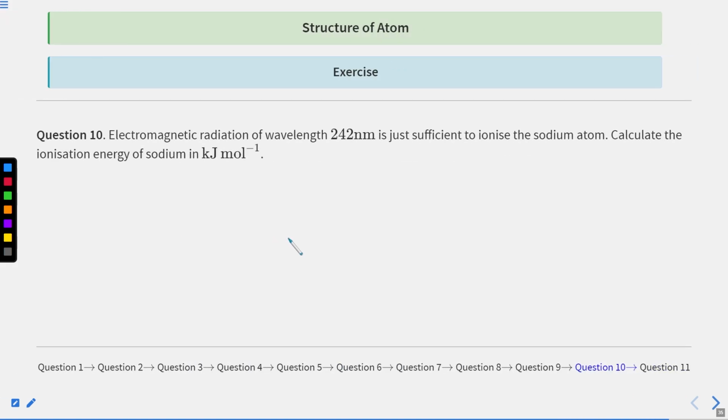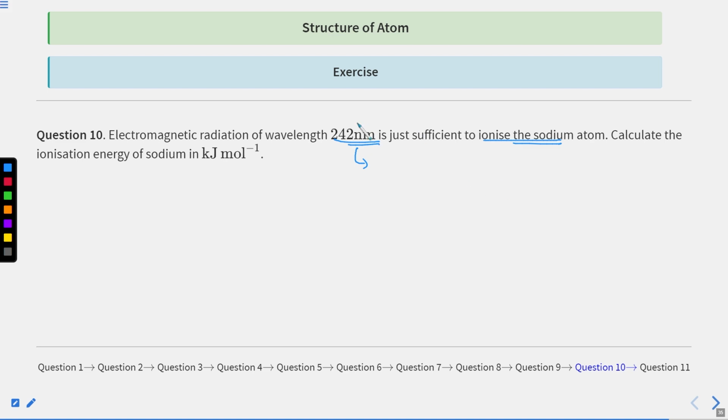Clear? Next, electromagnetic radiation of wavelength 242 nanometer is just sufficient to ionize the sodium atom. So what does it mean? It means this is the amount of energy required to remove one electron from the sodium atom. Calculate the ionization energy of sodium in kilojoule per mole. Okay, we have to calculate it in kilojoule per mole. So it is given for one atom of sodium.